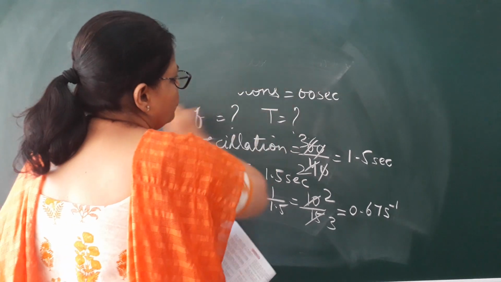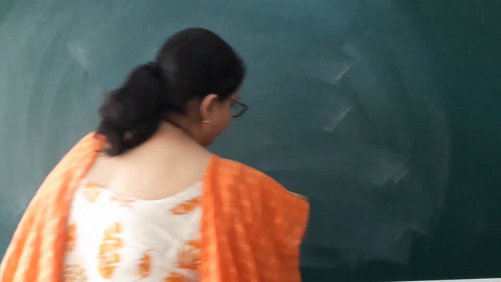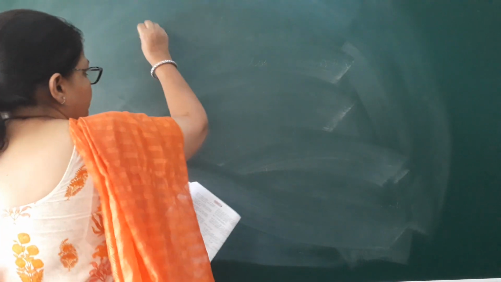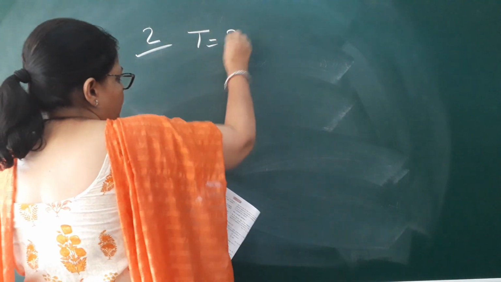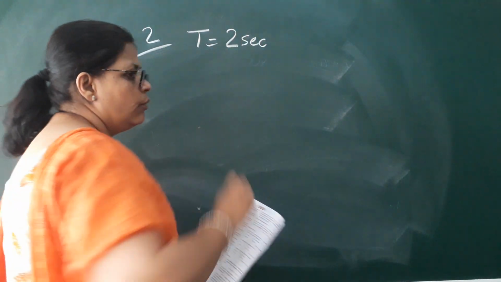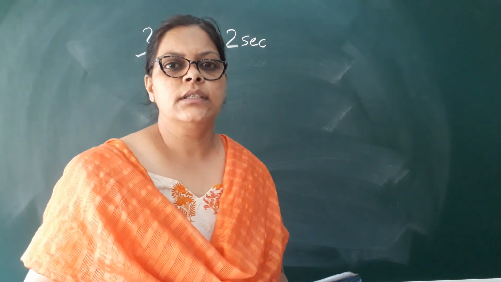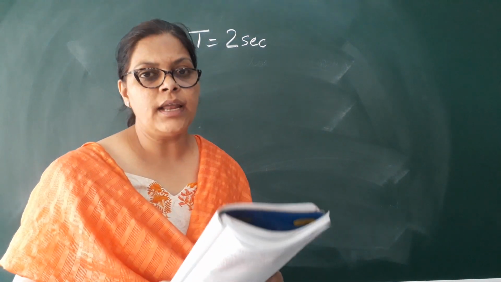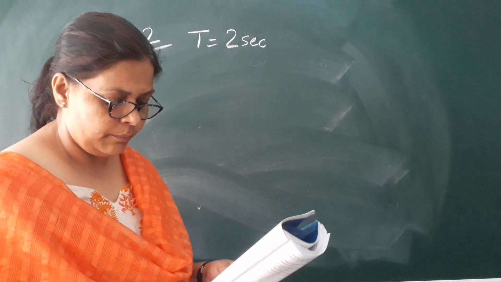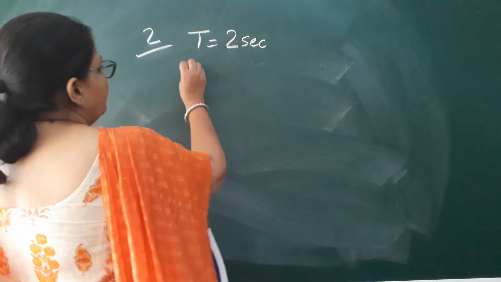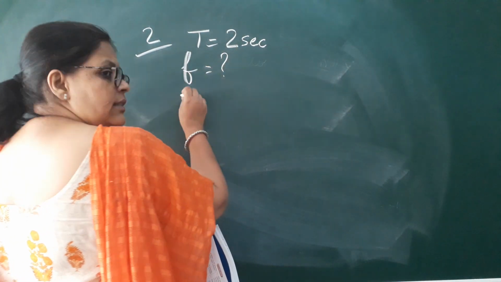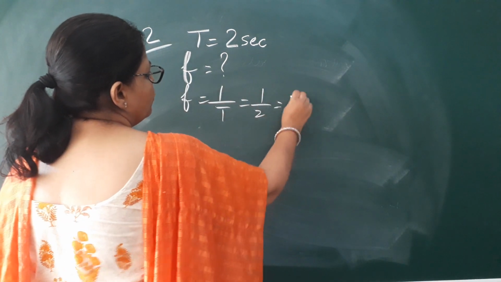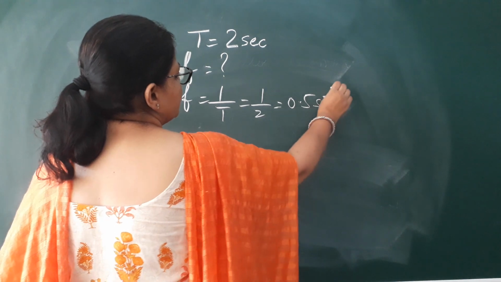So, we are going to do the second numerical for simple pendulum. I read out: the time period of a simple pendulum is 2 seconds. Now, you know, the pendulum which takes 2 seconds is known as seconds pendulum. So, time period is 2 seconds. You are supposed to find out the frequency. Now, very simple. The formula for frequency is 1 upon time period, that is 1 by 2. That is going to be 0.5 per second as the frequency.